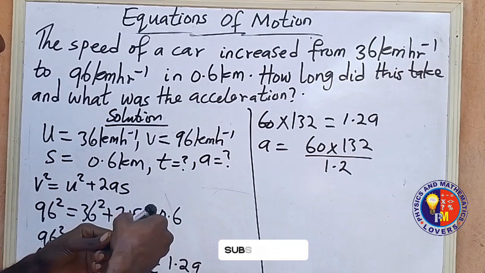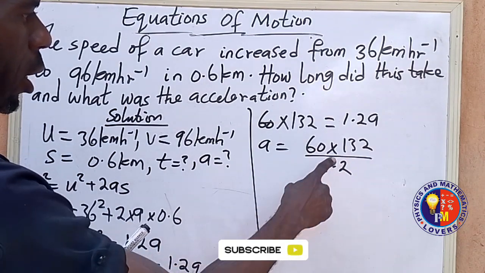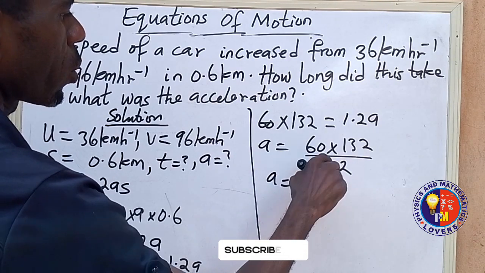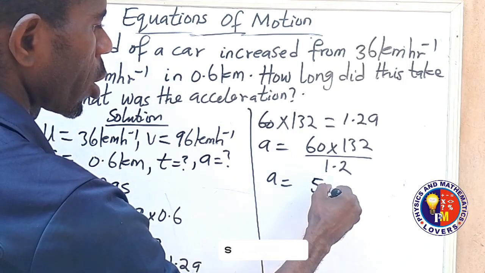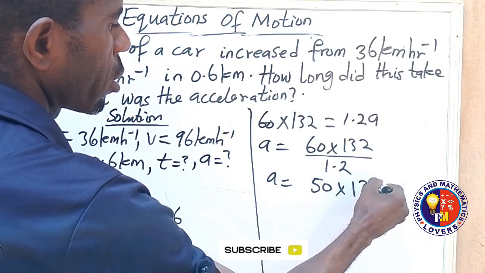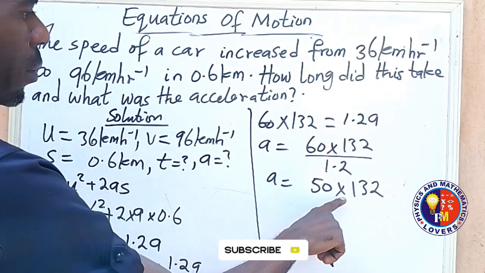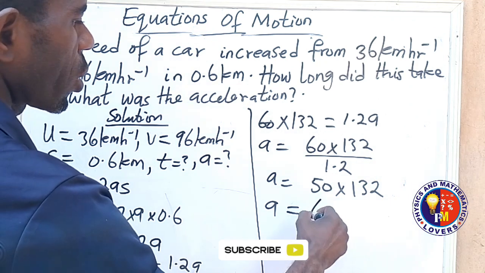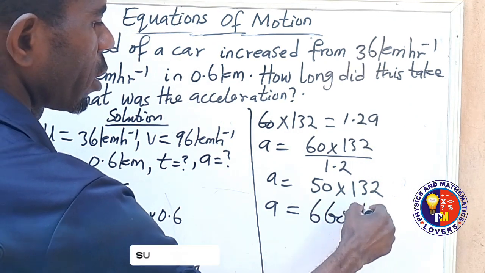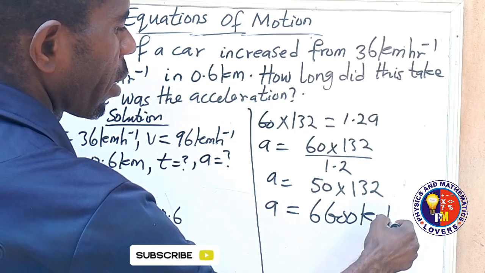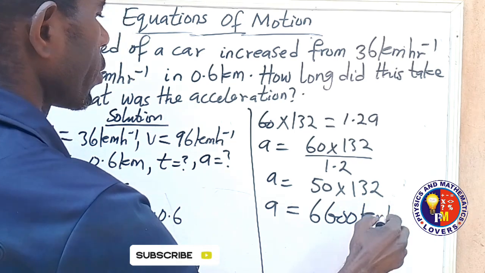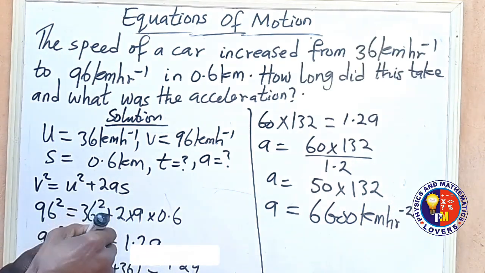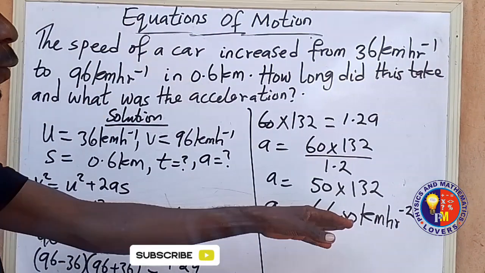Alright, so what we need to do now, this 1.2, let's use it to divide. If I use 1.2 to divide 60, I'm going to have a equal to 50 times 132. So let's multiply. At the end of the day, your a becomes 6,600 kilometer per hour squared. Yes, because acceleration has to do with squared. Okay, that's for the acceleration.